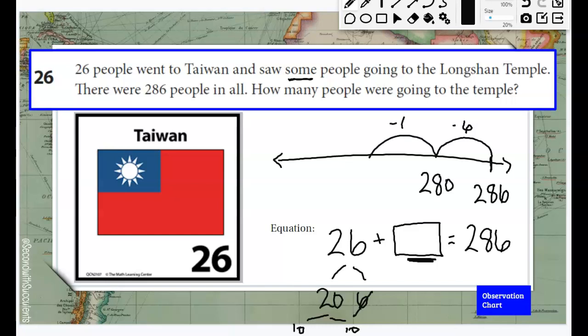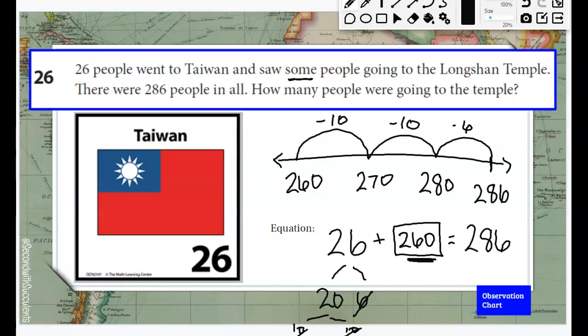I can also make it a little easier by breaking up my 20 into two tens. 280 minus 10 equals 270. 270 minus 10 more equals 260. There are 260 people in the Longshan Temple. You may have solved this in a different way.